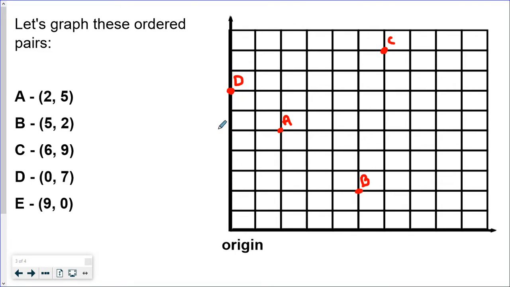Notice the next one, the x is here, but the y is 0. This y means I'm not going to move up at all, but I do need to move sideways. So I'm going to start at the origin, and I'm going to go 9 places over to the side. 1, 2, 3, 4, 5, 6, 7, 8, 9. And so the next number, the y-coordinate, is a 0, which means you're not going to go up at all. So we're going to put a little point right here. And this one is going to be point E.